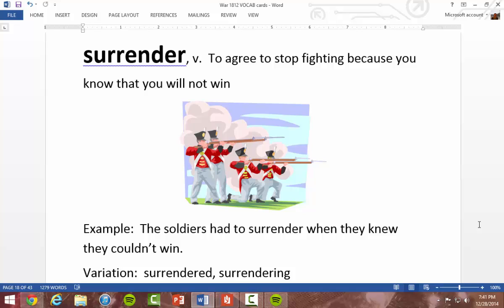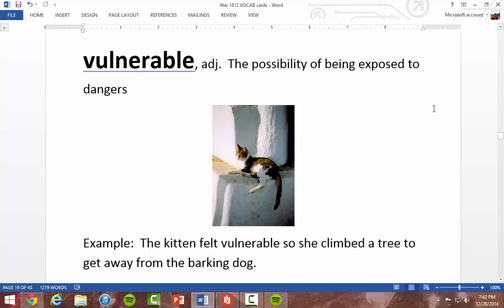This is one of the words that will be going into your glossary. Go ahead and open that up and you can jot down some ideas for surrender. Maybe to stop fighting might be something you would write down. To stop fighting, and then you can jot a quick sketch.